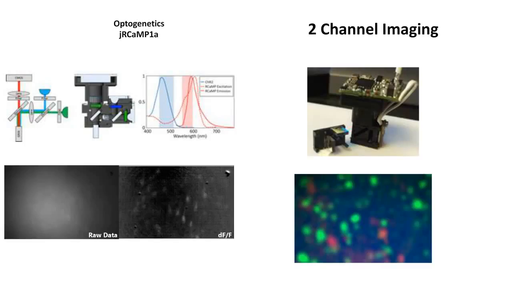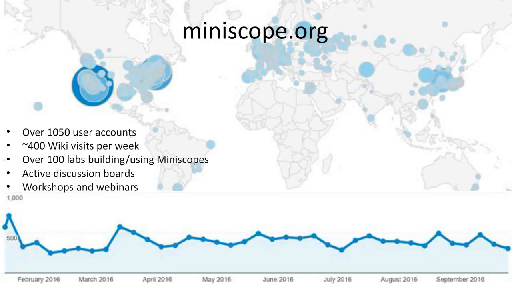And we know that the JR Camp 1A works well, almost as well as the G Camps. We'd also like to develop two-channel imaging. We've had some trouble because of chromatic aberration through the Grin lenses. So the red and green cells that we image haven't exactly lined up in the Z-axis, but we have many different solutions that we're trying in order to develop these two-channel microscopes so that you can image both a red and a green channel together.